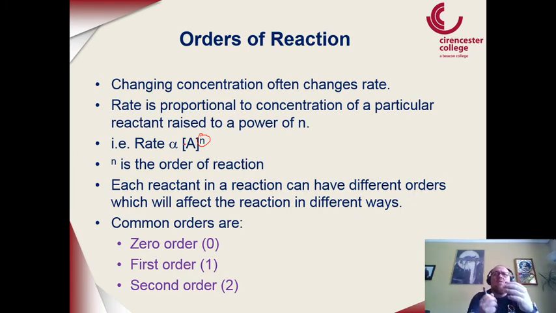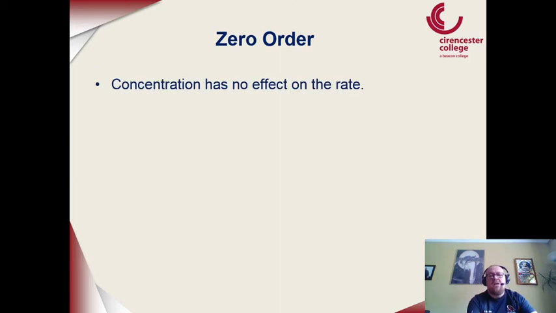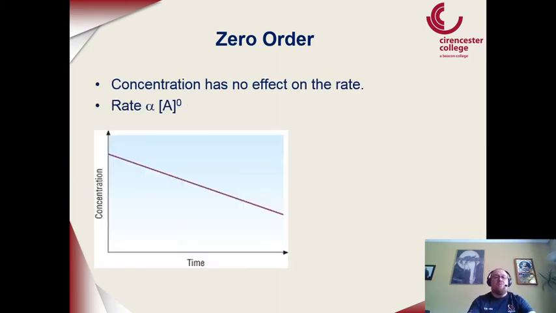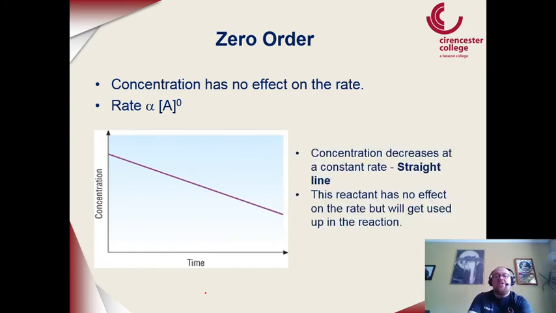Now, we determine the order normally experimentally. So we do experiments where we change the concentration of certain components, and if we plot how that changes the rate, we can work out the order of reaction. So if I have a zero order, that means that concentration has no effect on the rate. So the concentration over time looks like a straight line. It will always be a straight line. And remember, this is concentration against time. You will have a slightly different one, which you have to learn later.